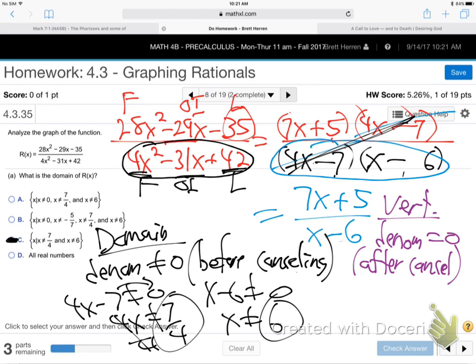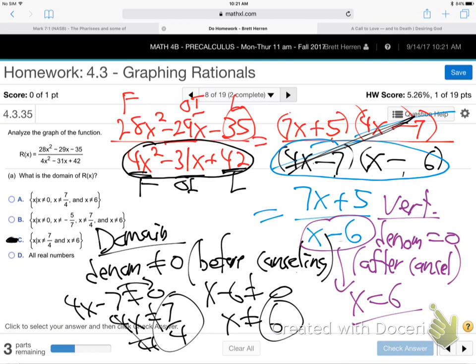Domain, anything that was ever there at any point in time that would make that bottom 0 is a problem for domain. Everything else, normal. Hey, it canceled. So for the vertical, just grab the x minus 6. So it's just x equals 6 for the vertical. Does everybody see that difference?